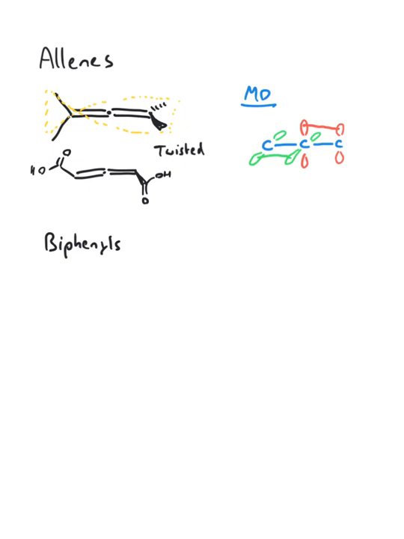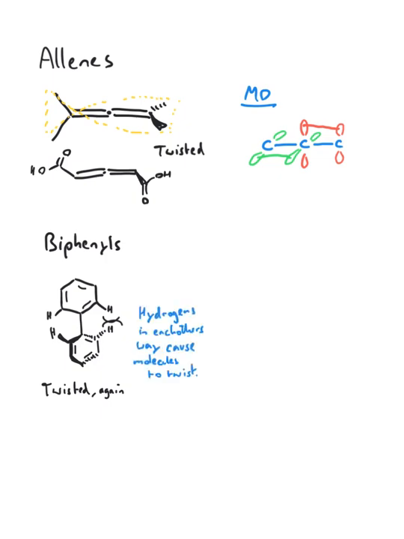Next are the biphenyls. These ones, as you can see, look very symmetrical, but in fact they are twisted because, as in this case, the hydrogens are in each other's way, causing the molecule to twist. Once we have a twist, it can either be a left-handed twist or a right-handed twist, creating chirality. We would refer to this as an axially chiral molecule.